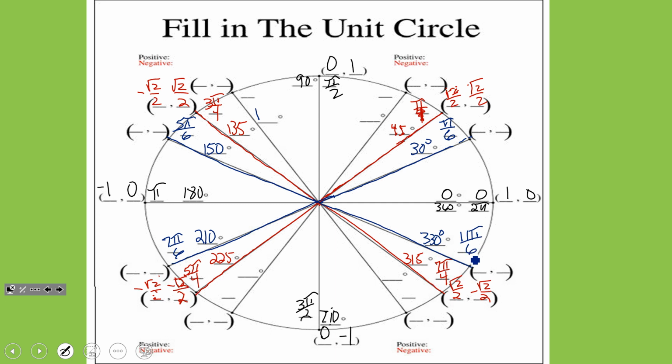Okay. And then you can fill in, what will the coordinates be for the 30s? Square root of 3 over 2 and 1/2. And then on the other side, it'll be negative square root of 3 over 2 and 1/2. This will be negative square root of 3 over 2 and negative 1/2. This will be square root of 3 over 2 and negative 1/2.